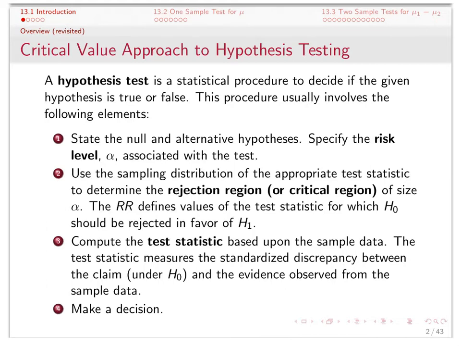First, we'll state the null and alternative hypotheses, and specify the risk level alpha associated with the test. Then, we'll use the sampling distribution of the appropriate test statistic to determine the rejection region, also known as the critical region, and we want this rejection region to have size alpha. Recall, this rejection region defines values of the test statistic for which the null hypothesis should be rejected in favor of the alternative hypothesis. Then we'll compute the test statistic based upon the sample data. And we want to keep in mind that the test statistic here is going to measure the standardized discrepancy between the claim under the null hypothesis and the evidence observed from the sample data. Then we'll make a decision.